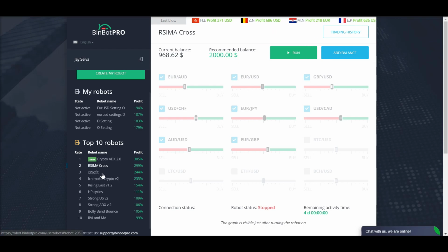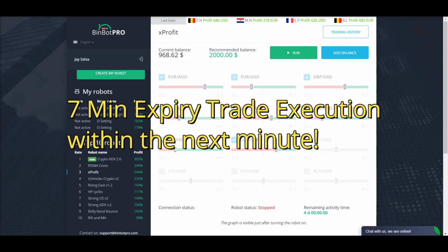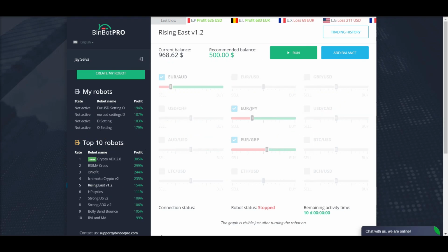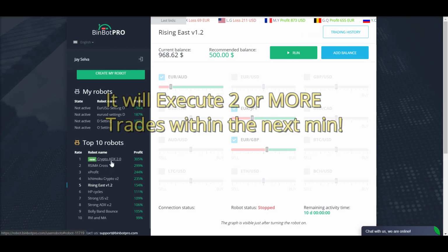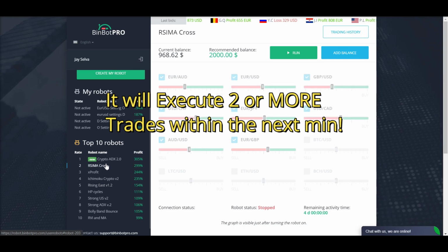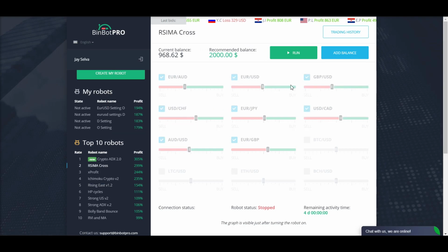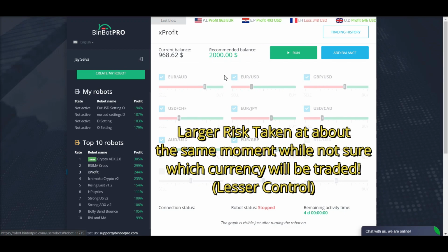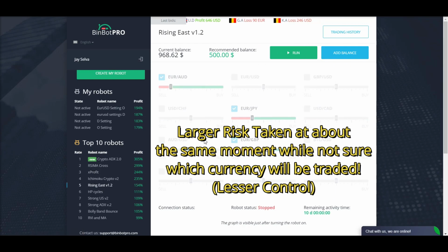Knowing how Binbot Pro actually works, it trades a 7-minute expiry and executes a trade within the next minute. So in the case of the top 10 trading robot, it actually executes 2 or more trades within 1 or 2 minutes upon activation of the robot. This causes me to take a larger risk in the market at that particular moment itself, and of course the currency pair chosen by the robot is pretty unpredictable as well.